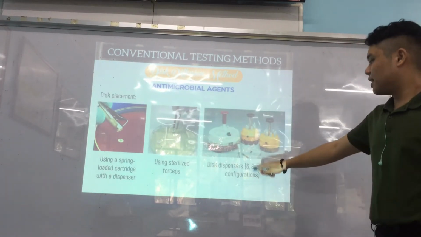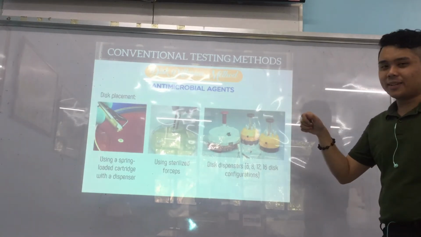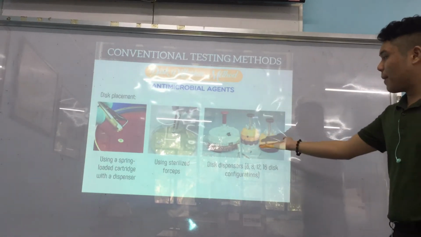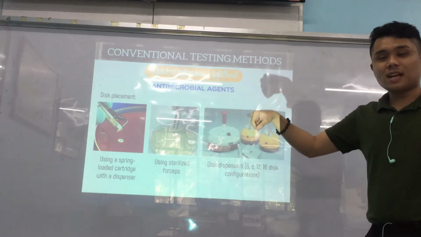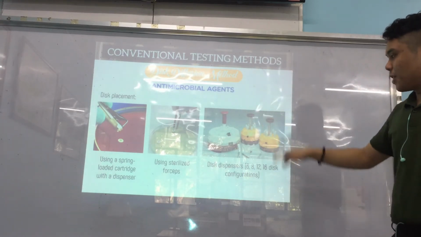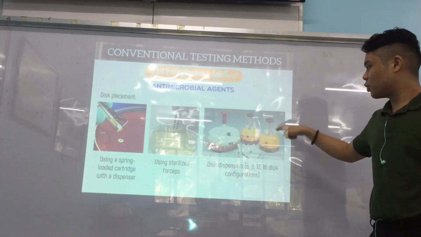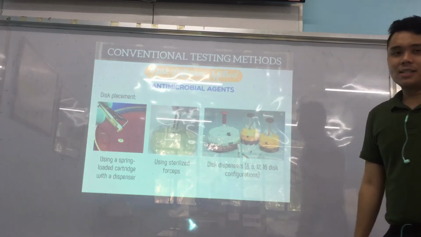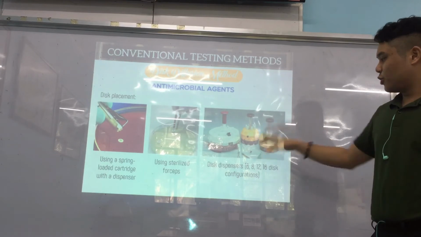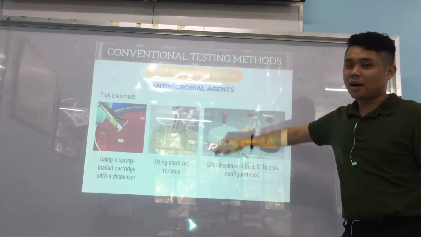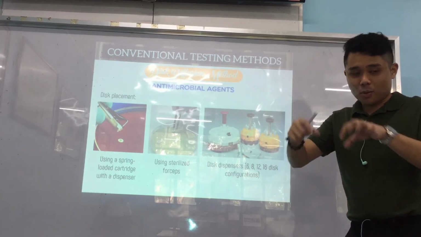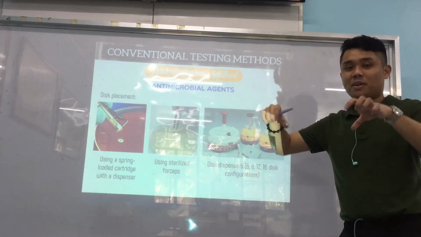And lastly are the disc dispensers, which are automatic. You just insert the plate here and then push it. Alright, the discs are dispensed onto the plate. Depending on the configuration, it's 6 discs, 12, or 16. 16 is a lot, so usually just 12. You insert the plate here and press, so the discs are dispensed with the corresponding distances from each other.